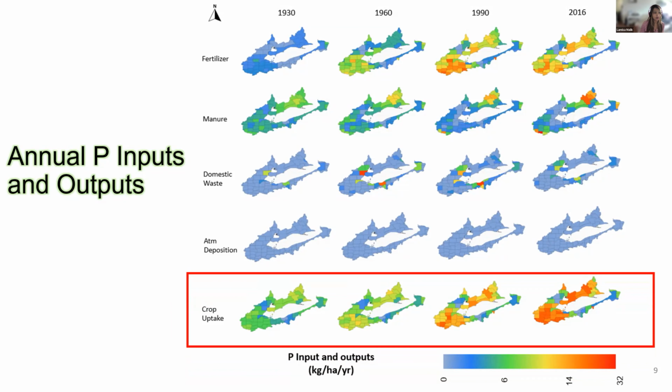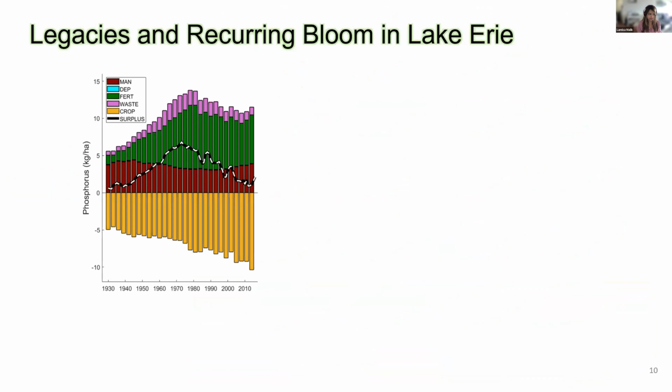Then with these input and output data, we calculated phosphorus surplus. This bar diagram shows the mean value of phosphorus inputs and outputs for all counties in the Lake Erie Basin. The black and white line is the mean surplus over time. If you look at the line, the phosphorus surplus started to increase mostly after 1940, after the increase of synthetic fertilizer, which is represented by the green bar. It's clearly visible that fertilizer is the major phosphorus input to the basin.